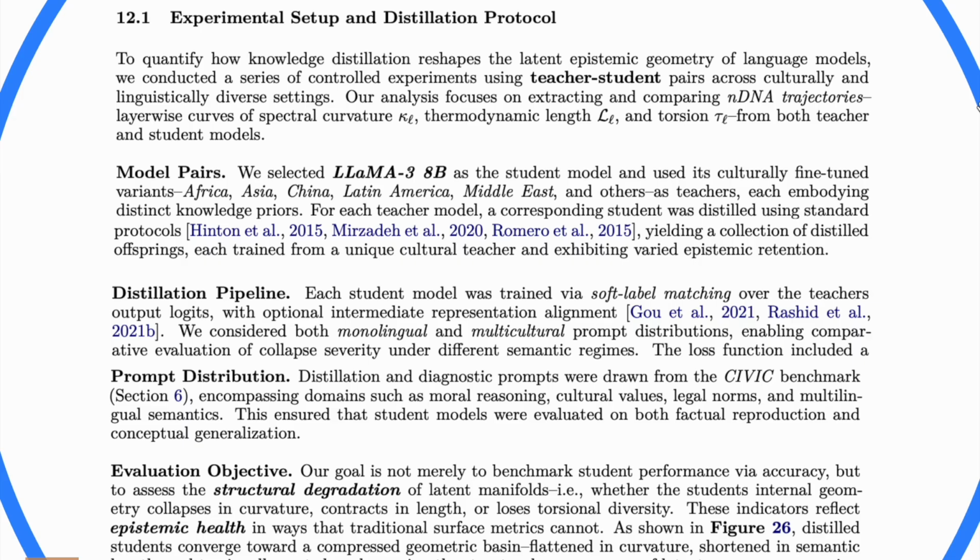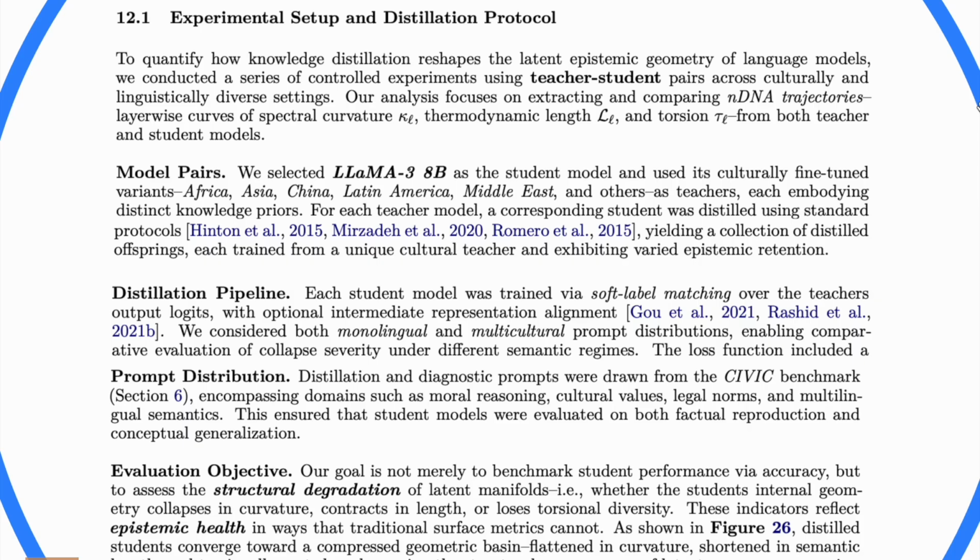What does nDNA measure? Instead of judging by accuracy, we trace the latent manifold across layers using three geometry signals: spectral curvature, how sharply representations bend; thermodynamic length, how much semantic effort the path expends; and torsion, how much the path twists out of plane. From these we derive simple, layer-wise readouts: inheritance deviation, curvature gap, and length gap, to see where the student truly follows the teacher's backbone, where it compresses without loss, and where it flattens, drifts, or overbends.